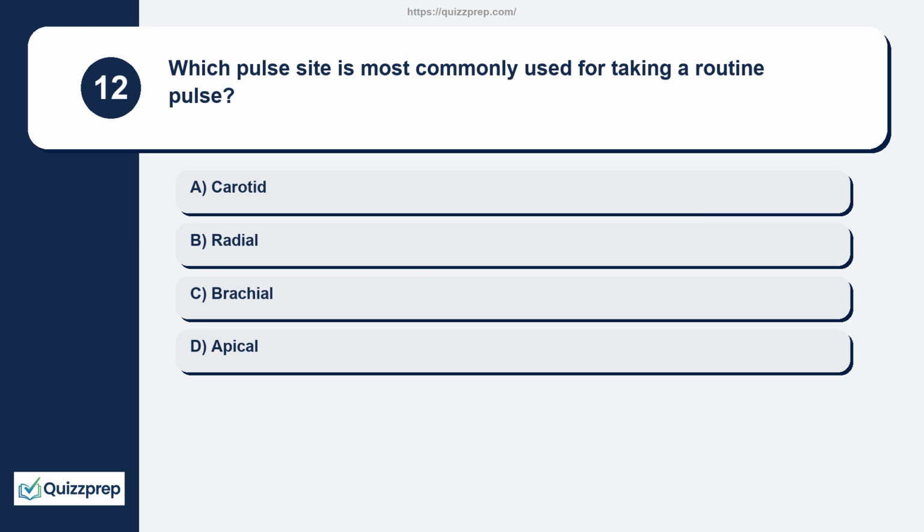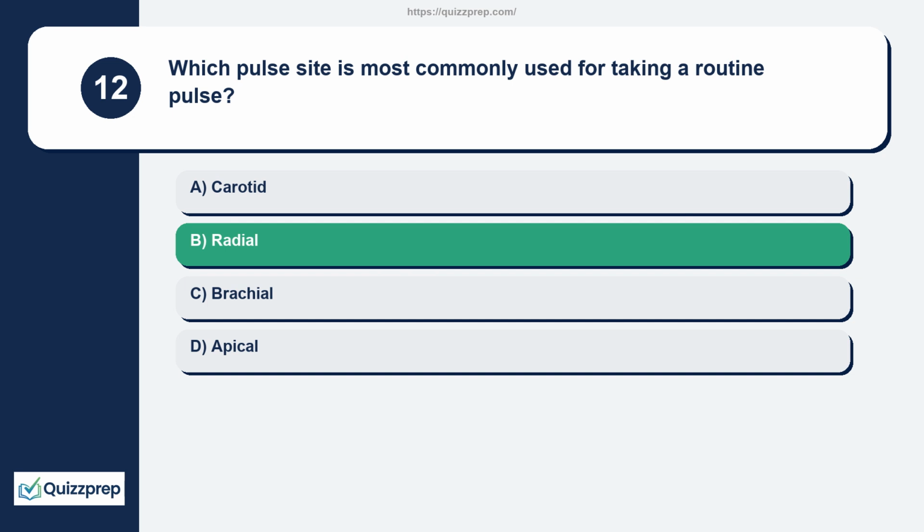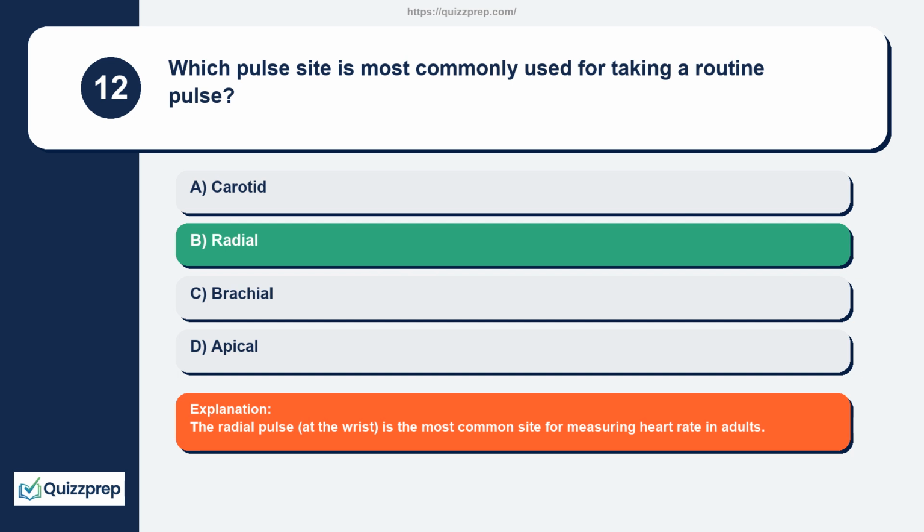Question 12. Which pulse site is most commonly used for taking a routine pulse? Carotid, radial, brachial, apical. The radial pulse, at the wrist, is the most common site for measuring heart rate in adults.